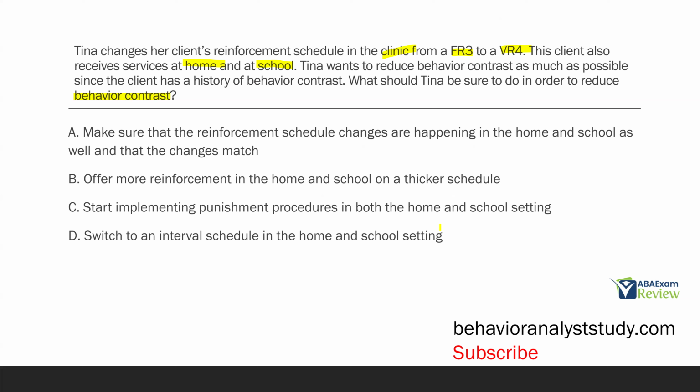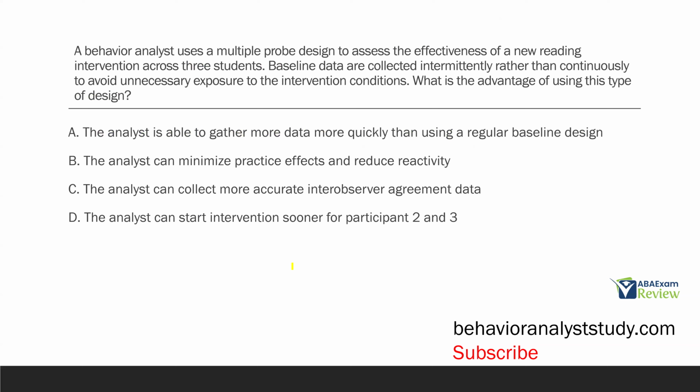And then D, switch to an interval schedule in the home and school setting. Now, in theory, the interval schedule could be thinner, but we don't know for sure. So we don't have enough information for D to be better than A. With A, we know we're changing the schedule, we know it's happening in the home and school, and we know it's going to match the clinic. Therefore, A is going to be our best answer in order to reduce behavior contrast.